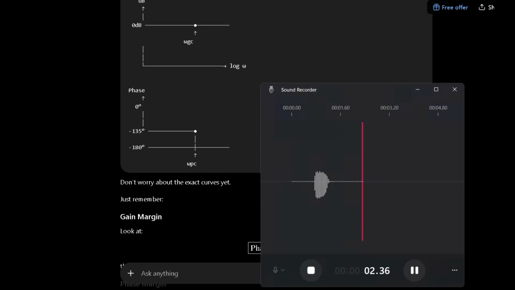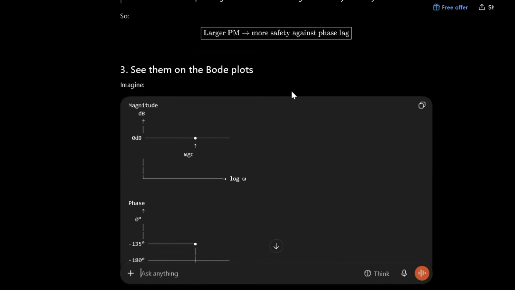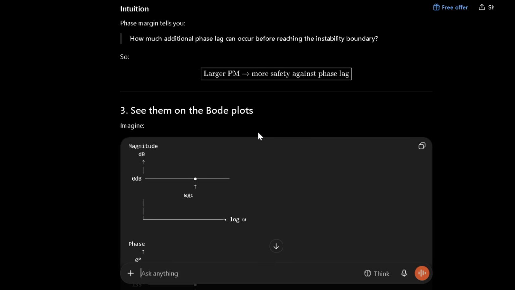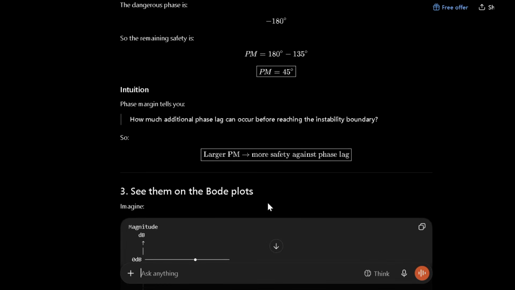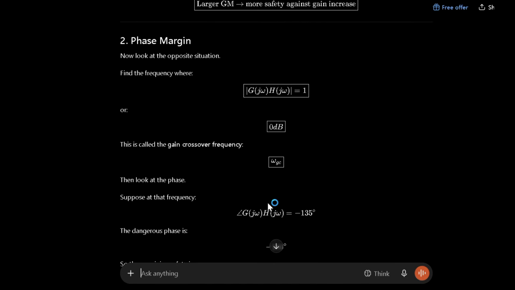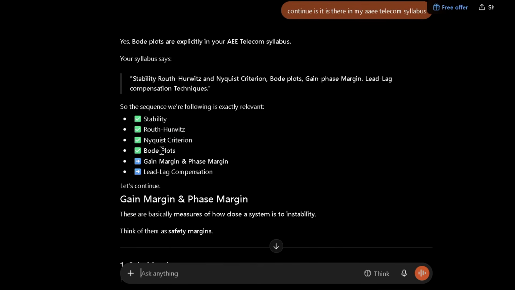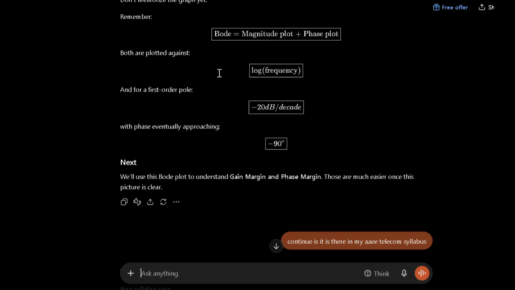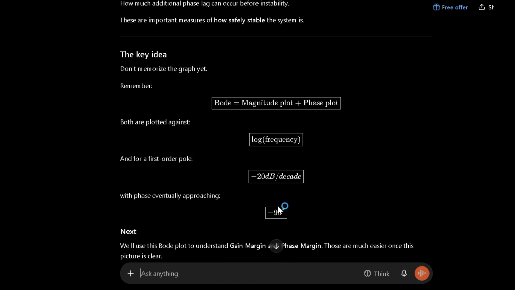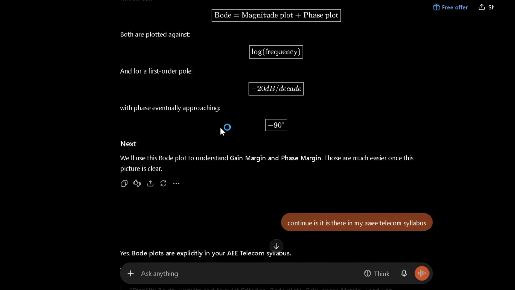So yesterday we covered the topics Bode plots, like phase shift minus 20, minus 90 degrees, and the Bode plot for first-order systems. Today we cover gain margin and phase margin.